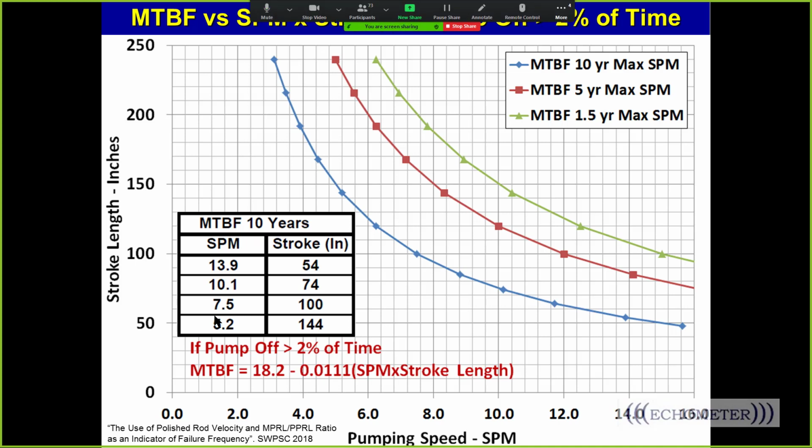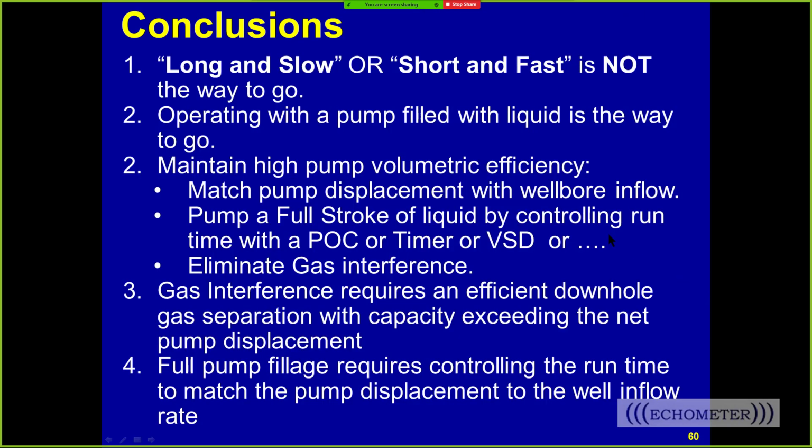So why is this important? Because sometimes people argue that long and slow is the best way to pump wells, or short and fast is the best way to pump wells. It doesn't really matter whether you're short stroke and fast or long stroke and slow. It's the combination, and the most important thing is that your pump is filled with liquid. So it's not really short and fast or long and slow that is the way to go. The way to go is to operate with a pump filled with liquid.